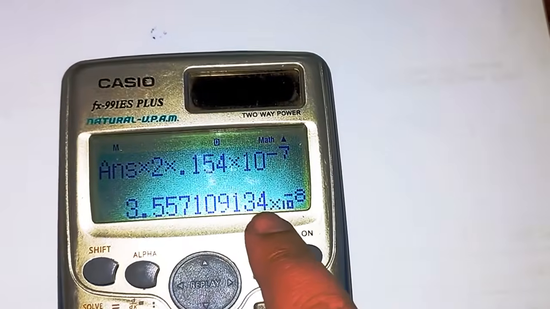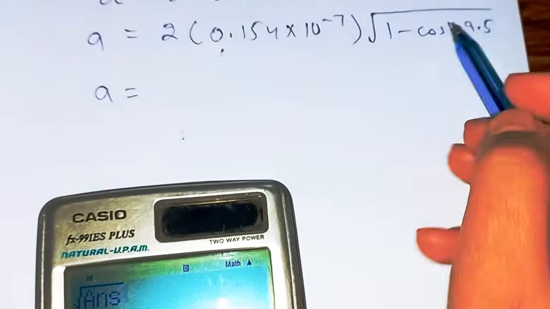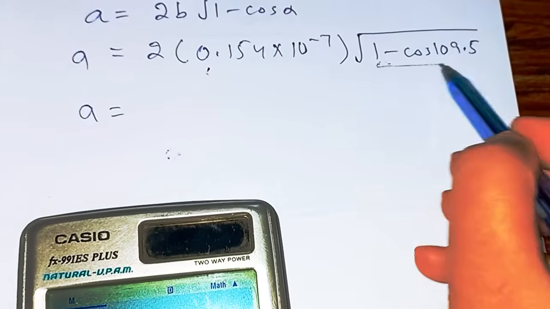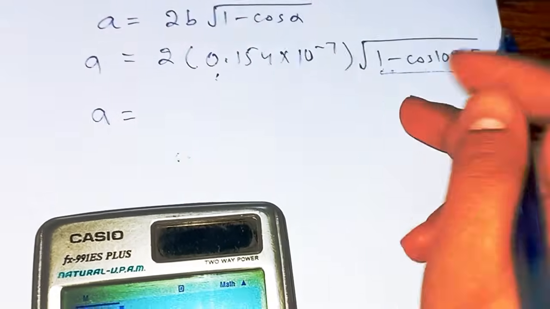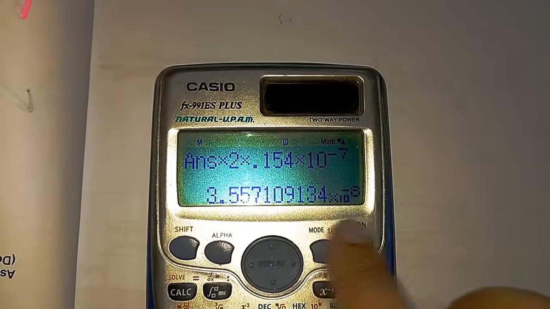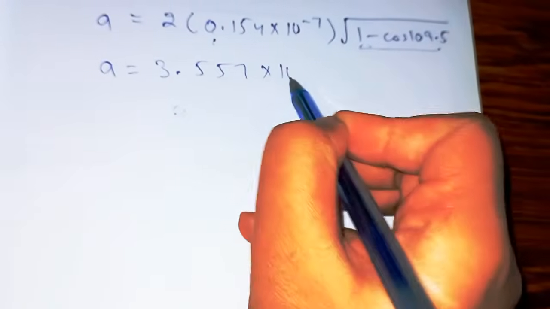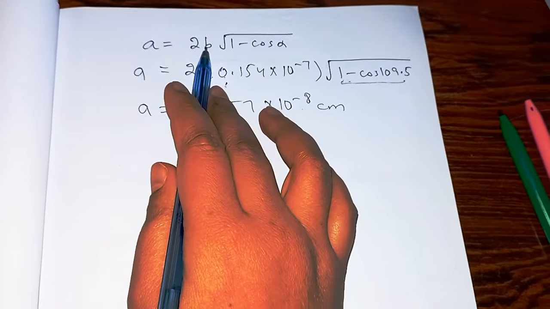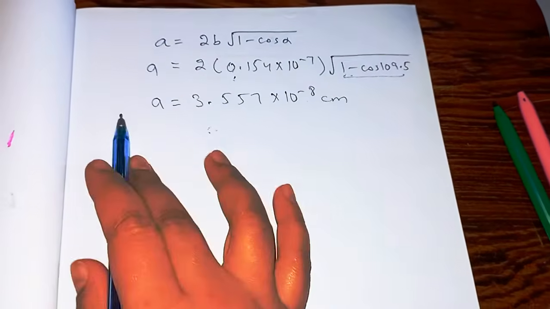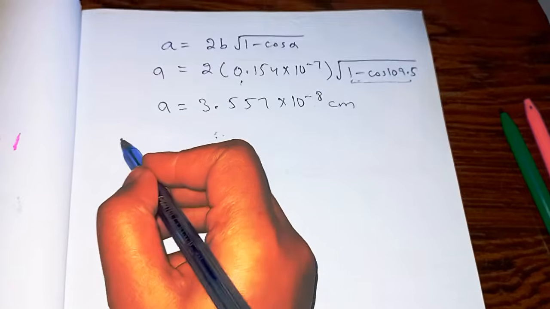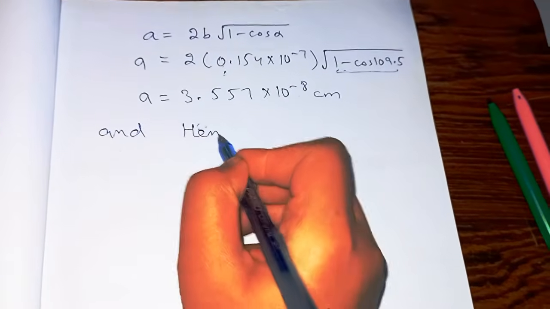This is the value that we got. What I did is I just calculated this thing first, then I took under root of it, and then I multiplied with these quantities. So the result that we got is 3.557 multiplied by 10 to the power minus 8, and it's in centimeter because the bond length that we added was in centimeters, so the result is in centimeter.